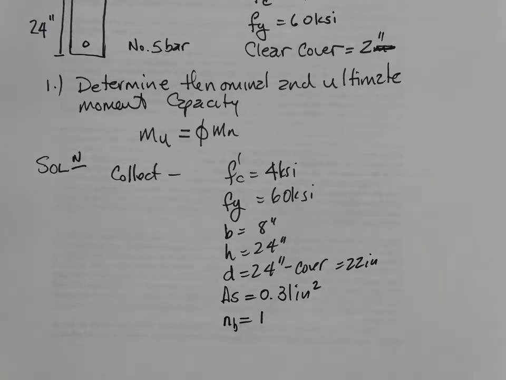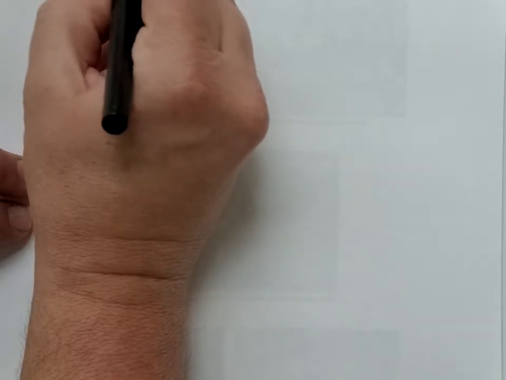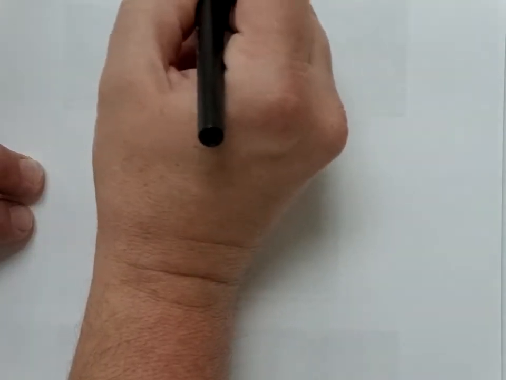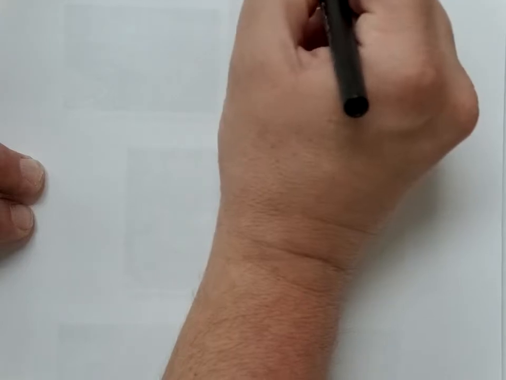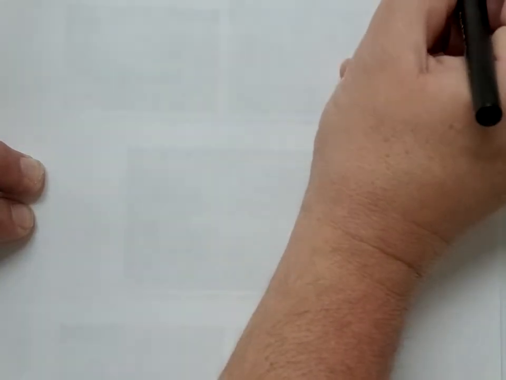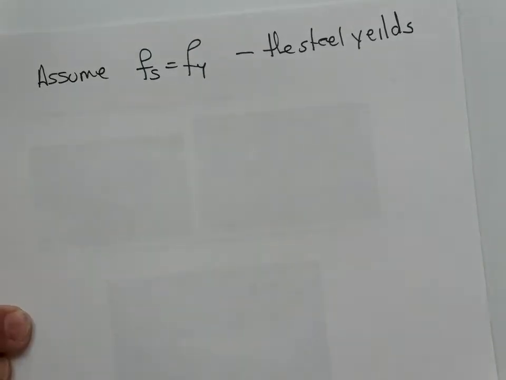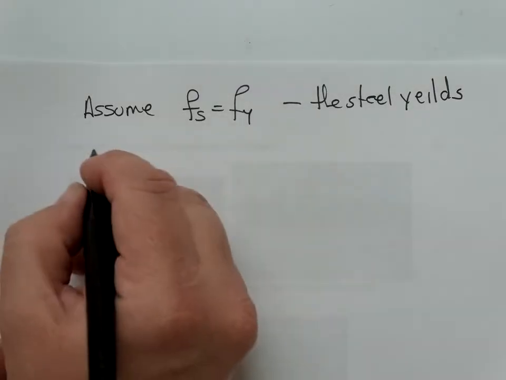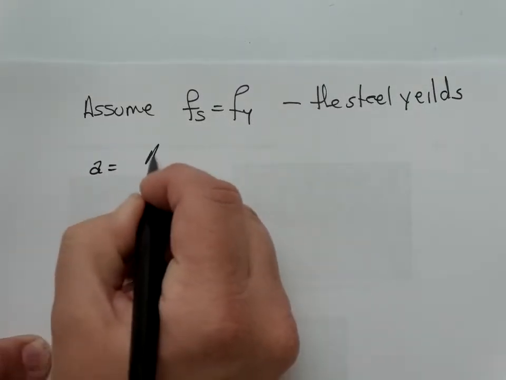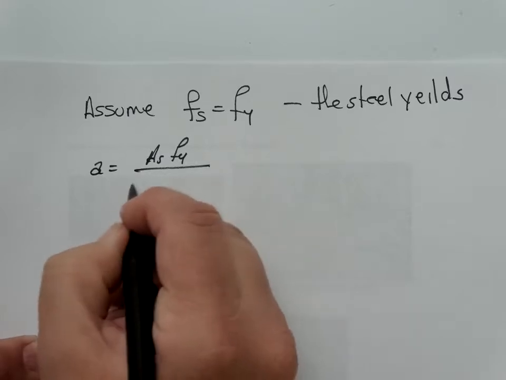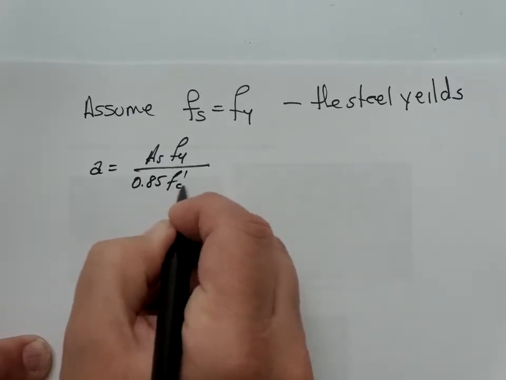Now we have to make our assumption. We're going to say, no one should be worried, we're going to assume that f sub s is equal to f sub y, the steel yields. Once we make that assumption, now it's easy. a is equal to A s f sub y divided by 0.85 f prime c b.